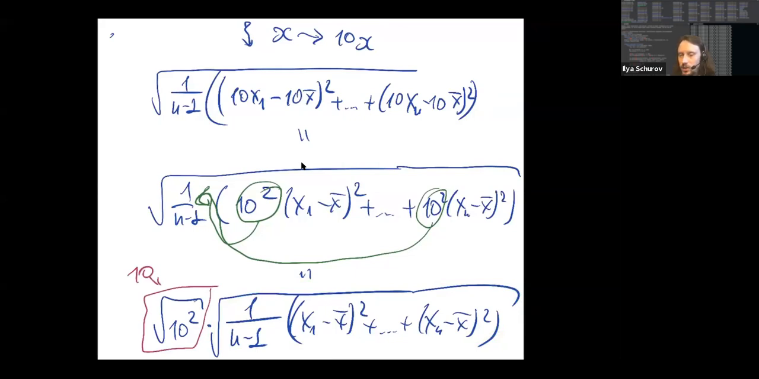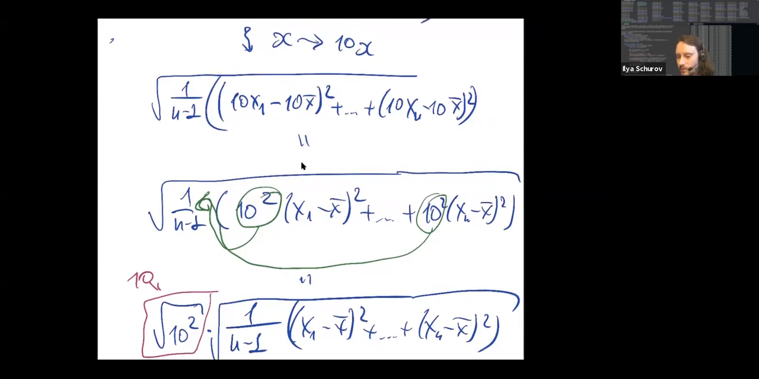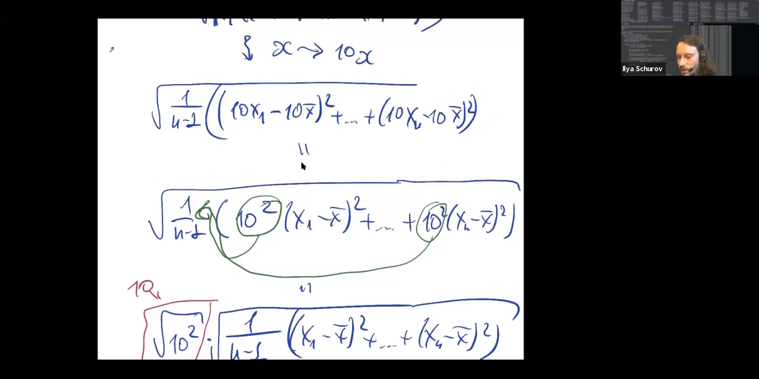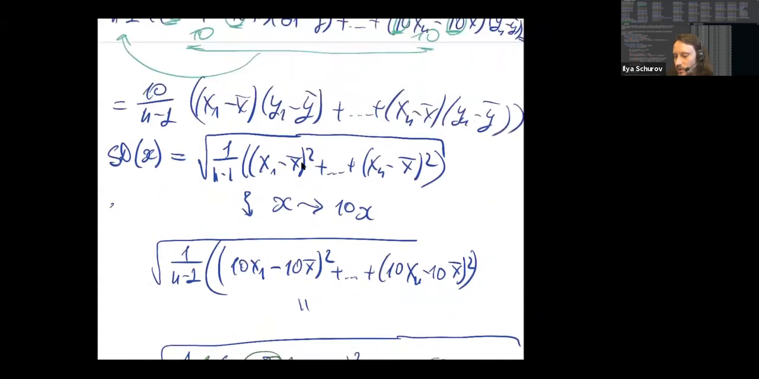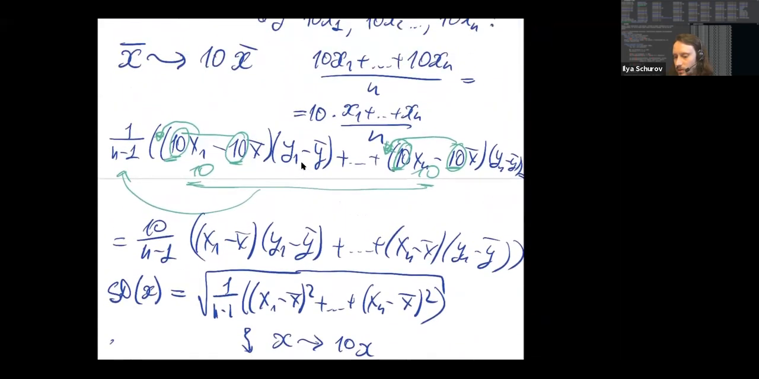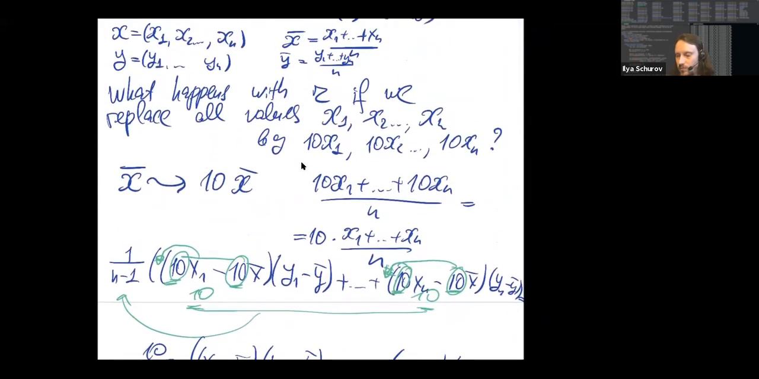So we see that if we multiply all values of our sample by 10, then standard deviation is also multiplied by 10. So it is a long calculation, but calculation is rather elementary. We just used some high school algebraic techniques, like factorization of products.